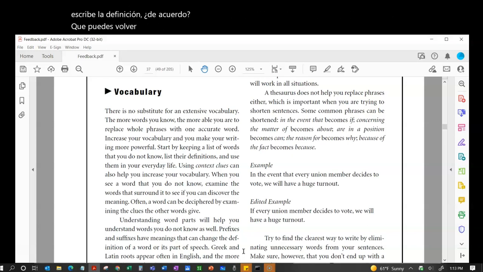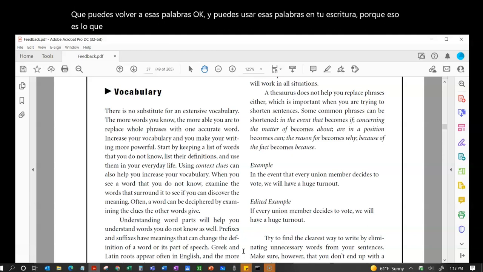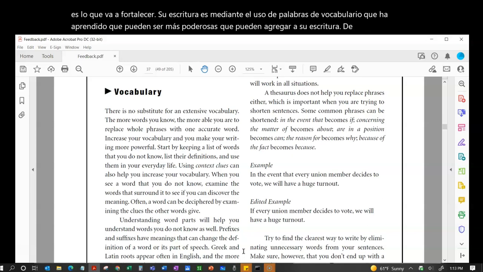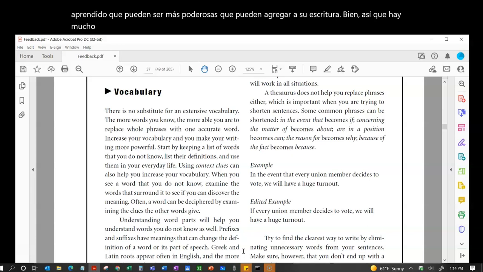And you can use those words in your writing, because that's what's going to strengthen your writing, by using vocabulary words that you've learned that can be more powerful, that can add to your writing, okay? So there's a lot to be said for adding vocabulary to your vocabulary. You like that? All right, using context clues can also help you increase your vocabulary.